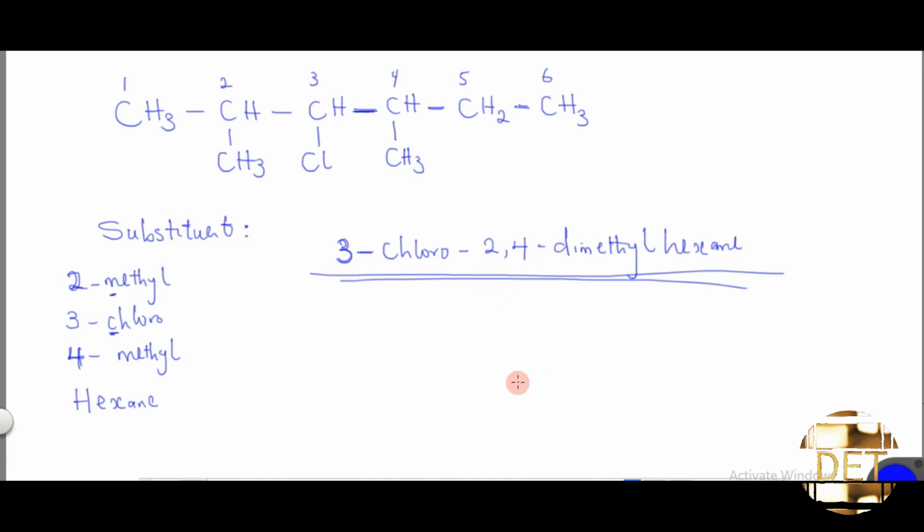In the next video, we'll look at some other compounds and how to write the IUPAC nomenclature correctly.